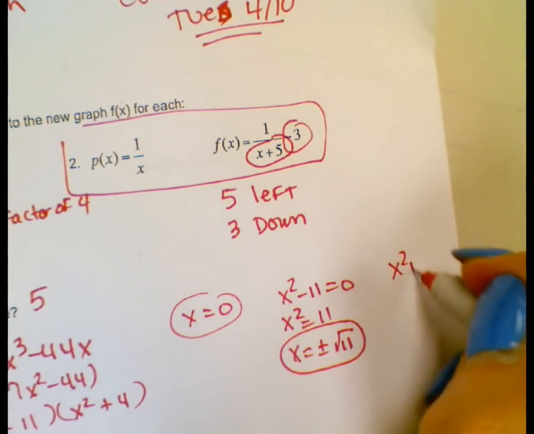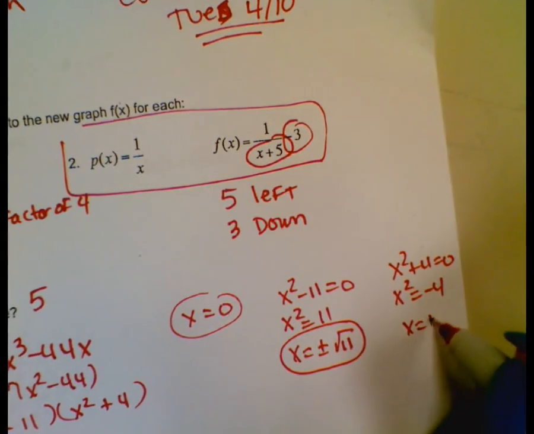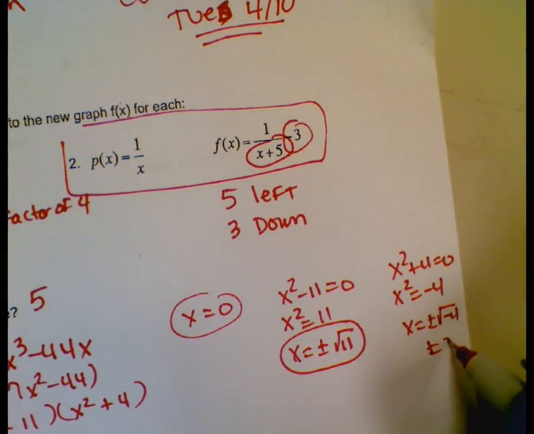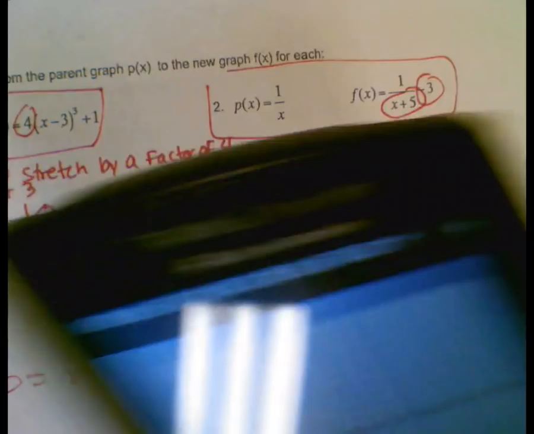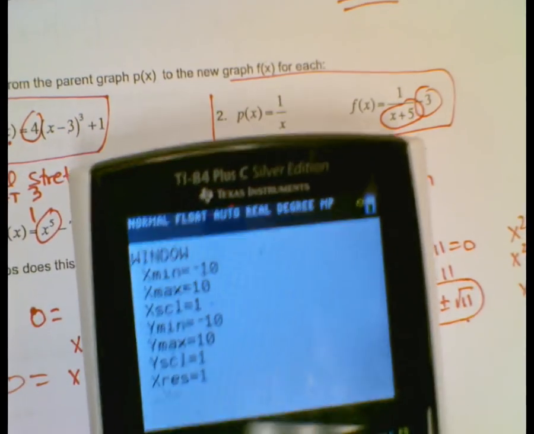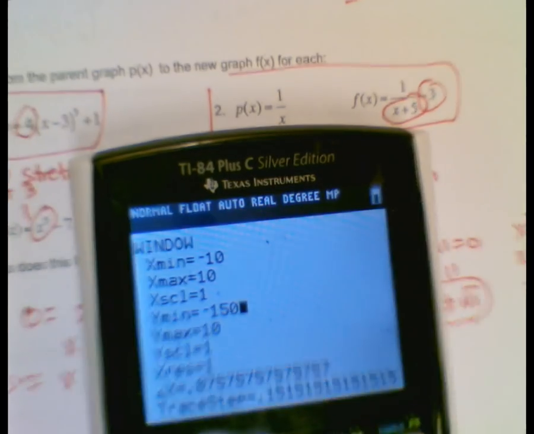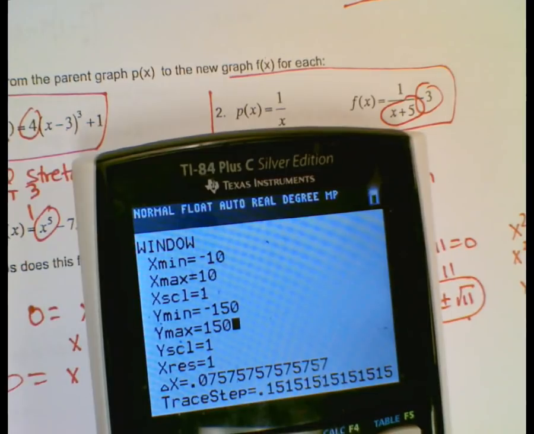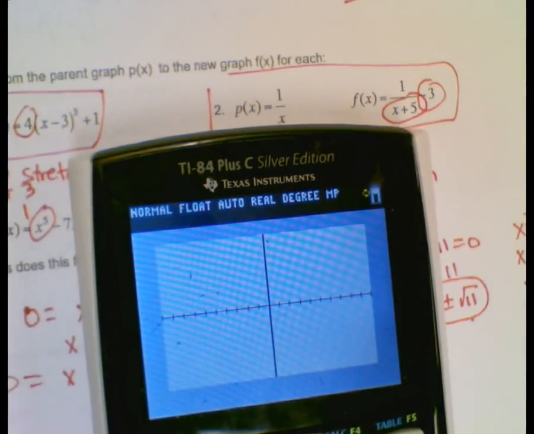All right, and then your imaginary ones are this third factor. x squared equals negative 4. x is plus or minus radical negative 4, which is plus or minus 2i. And there's your 2 imaginary roots. So you get 3 reals, 2 imaginary. The maxes and mins we cannot see because they look like straight lines. So we have to go to window. I would go to y min, change it to like negative 150. That might be way too much, but I'd rather do this in less time, so make it really big and make sure you can see them.